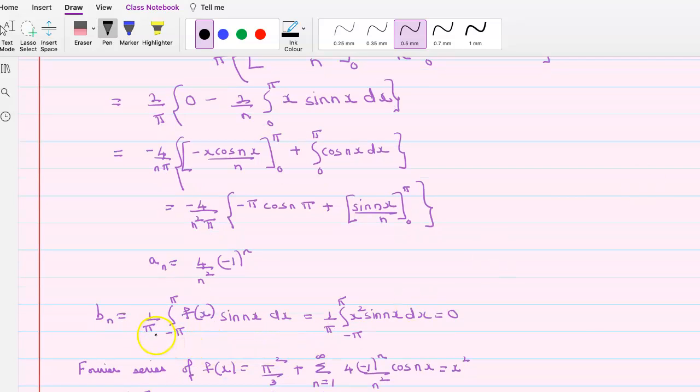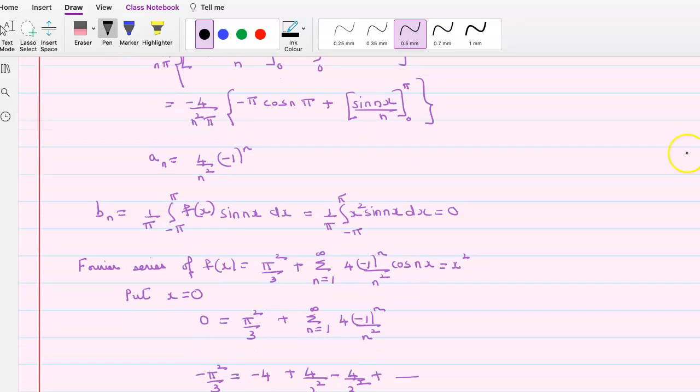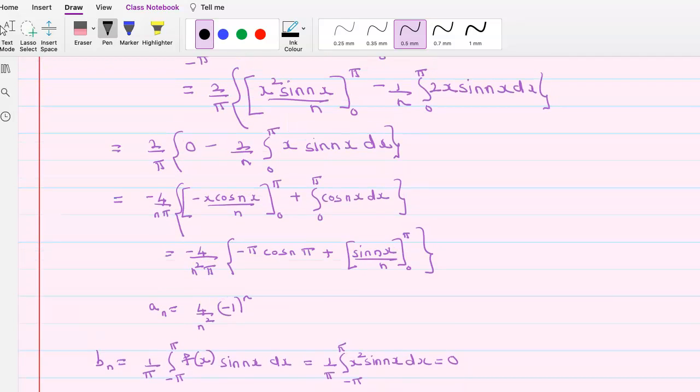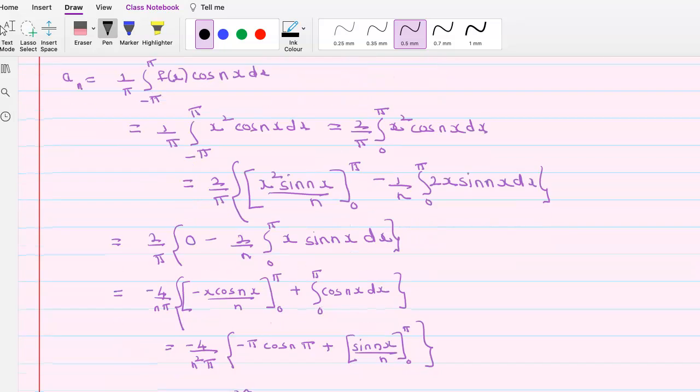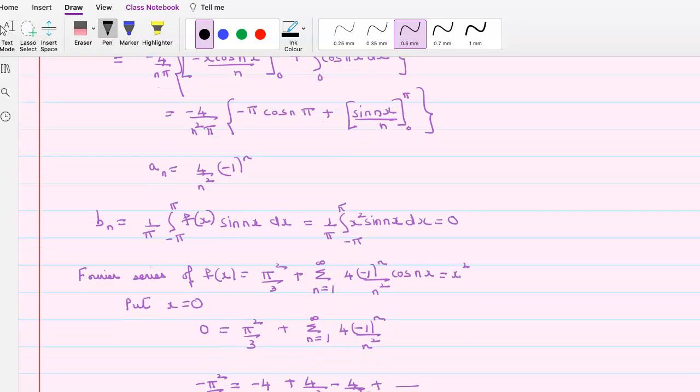Again, bn is 1 by pi integral minus pi to pi fx sin nx dx, that is 1 by pi integral minus pi to pi x squared sin nx dx, which is 0 because it's an odd function. So your Fourier series of fx is a0 by 2, a0 is 2 pi squared by 3, so 2 pi squared by 3 by 2 will give you pi squared by 3, plus summation n taking value 1 to infinity 4 by n squared minus 1 raised to n cos nx.